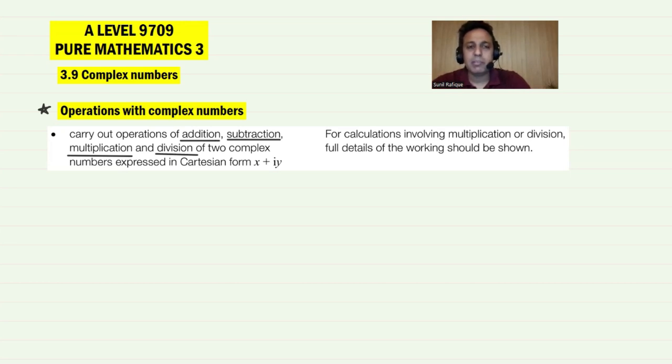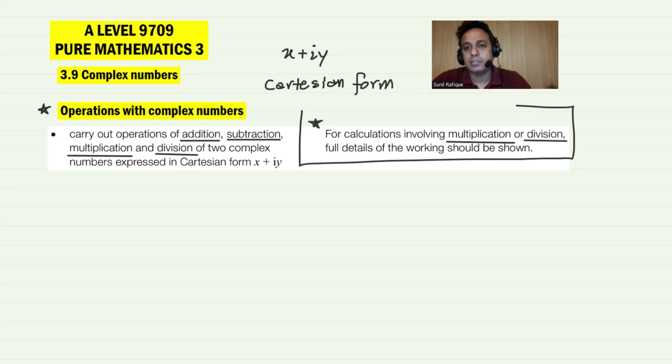A complex number can be expressed in many forms, but right now, it is crucial that this form x plus iy is known as the Cartesian form, and it's the most common form that we deal with. This is also important, make sure you note this one too. For calculations involving multiplication and division, full details of the working should be shown. So make sure you box this one too.